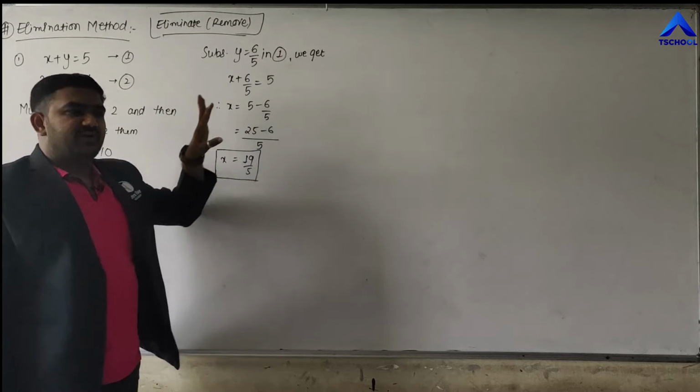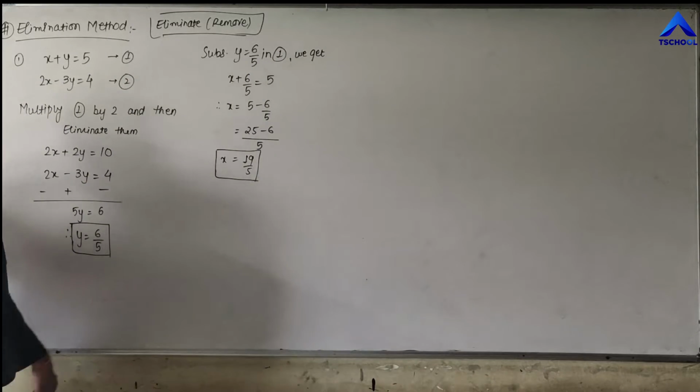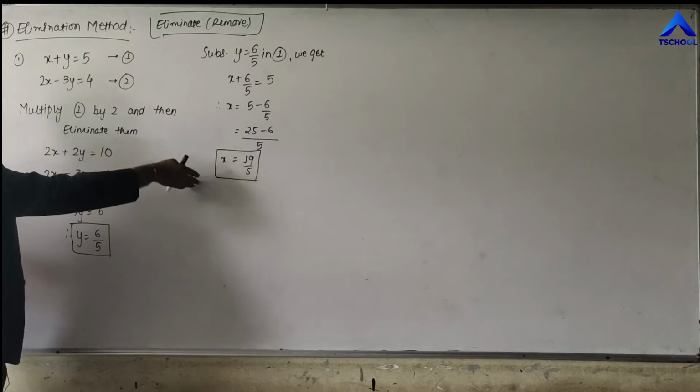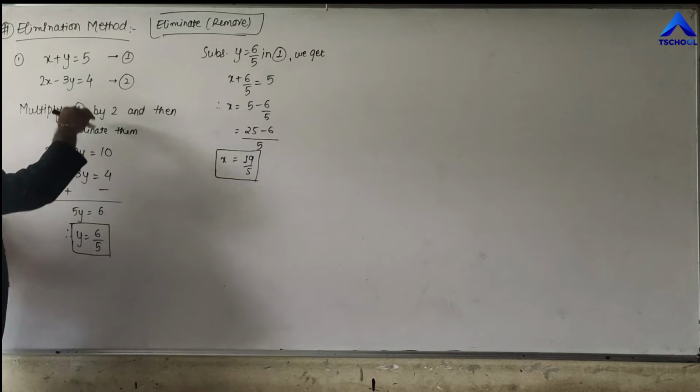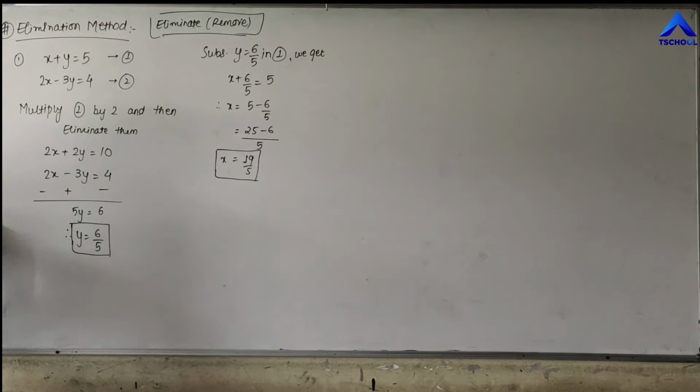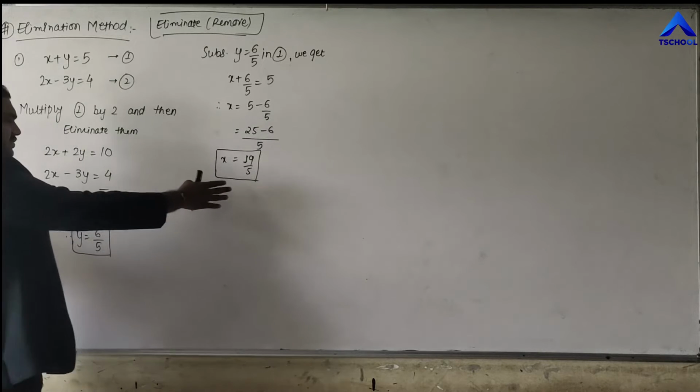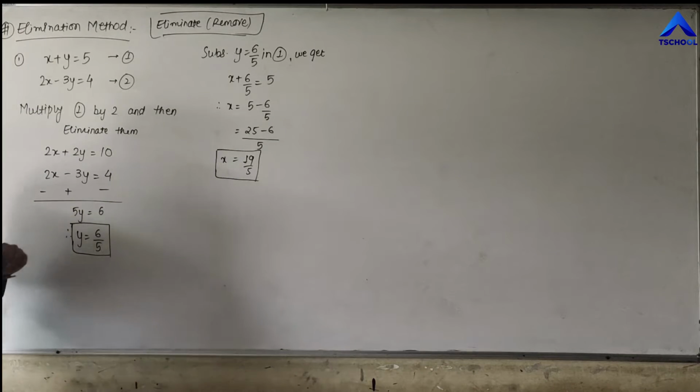Substituting this value of y in either of these equations, you can substitute this value in equation 1, or you can substitute this value in equation number 2. That will be the same, right? So we got x equals 19 by 5 and y equals 6 by 5.